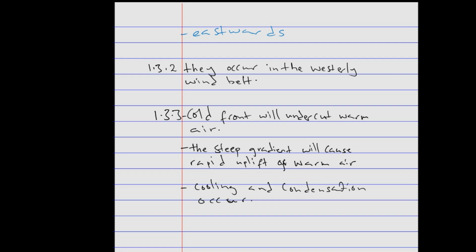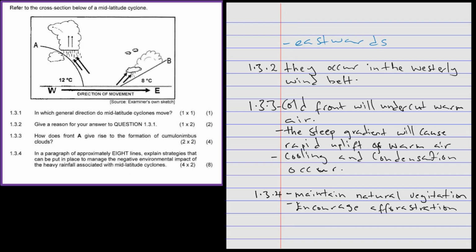Let's move on to the last question of this question paper. In a paragraph of approximately 8 lines, explain the strategies that you can put in place to manage the negative environmental impact of the rainfall associated with mid-latitude cyclones. I'm going to discuss with you 4 points. I want you to pause the video for a while and type in the comment section at least a strategy that can be put in place to manage the environmental impact of rainfall associated with mid-latitude cyclones.